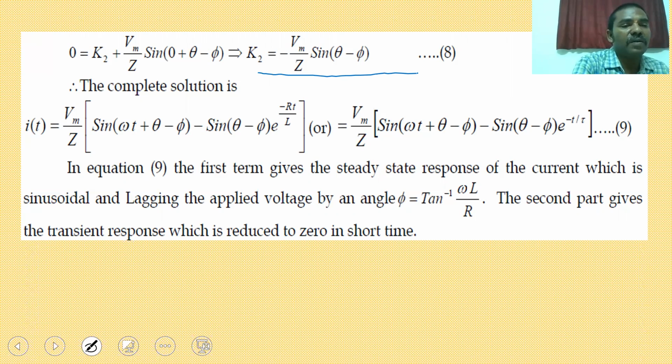So I of t is equal to Vm by Z sin omega t plus theta minus phi, minus sin theta minus phi e power minus t by tau. So that is the equation you get for an RL circuit.